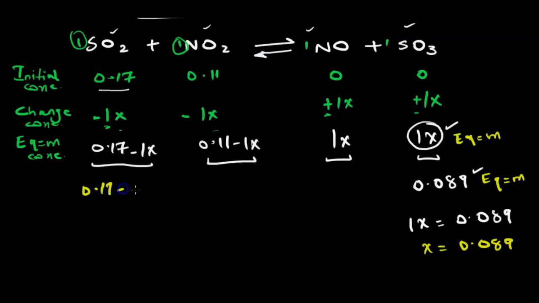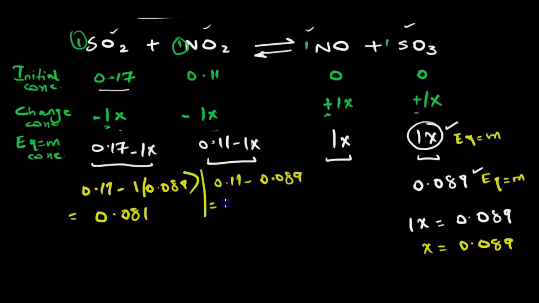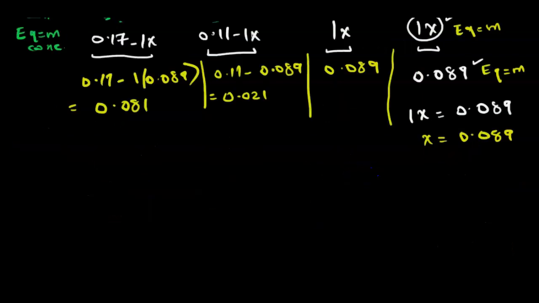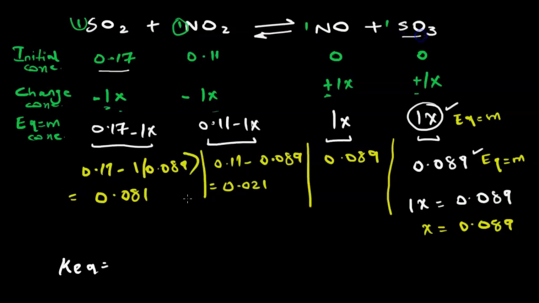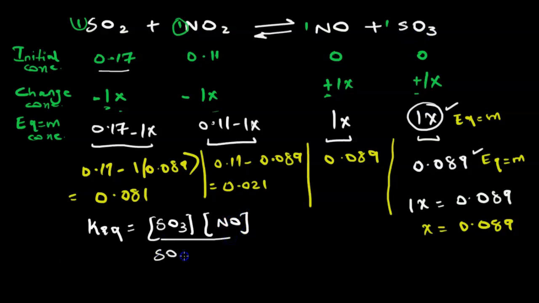So we get 0.17 minus 1 times 0.089, which is equal to 0.081. When we put this value here, 0.11 minus 0.089, we get 0.021, and here 1 times x is 0.089 by itself. Now, since we know all of these equilibrium concentrations, we can again write down the K equilibrium equation, and that is equal to SO3 concentration multiplied by NO concentration divided by SO2 concentration multiplied by NO2 concentration. All of these are at equilibrium.